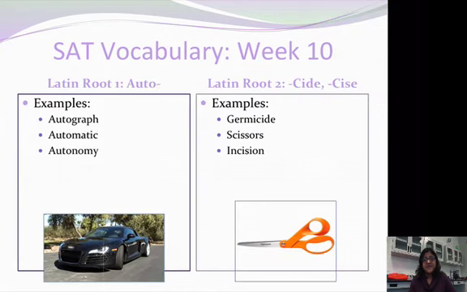The Latin roots for this week are auto and side or size. So the words that go with auto are autograph, automatic, autonomy. Think of what you know about what those words mean and try to figure out what auto means. Did you guess self? Well, you were right. Auto means self. Try to think of your own original word that contains this Latin root.